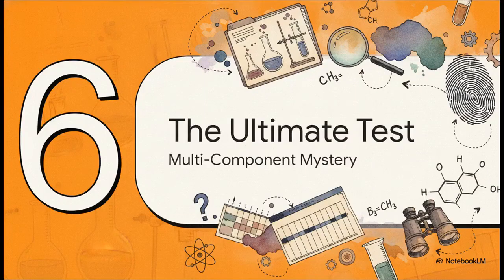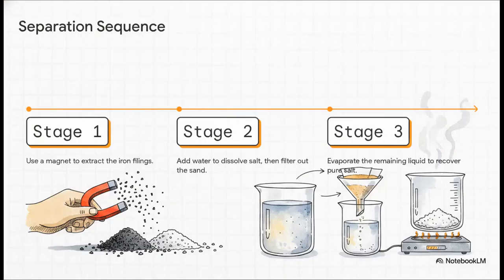And finally, Section 6, the ultimate test, a multi-component mystery. All right, detectives, final exam time. Let's put everything we've talked about together. Imagine you're handed a totally chaotic, dry mix of iron filings, sand, and salt. How do you isolate all three? Well, we just sequence our tools chronologically. Step 1, run a magnet over the dry pile. Boom, the iron is immediately extracted.